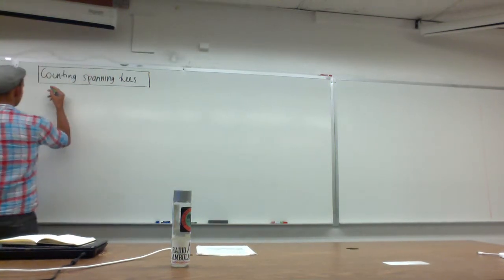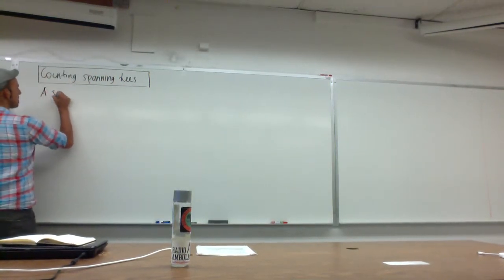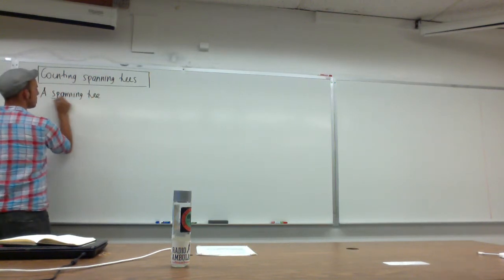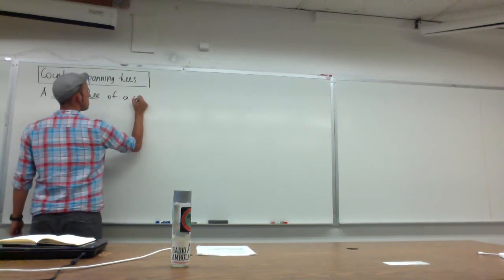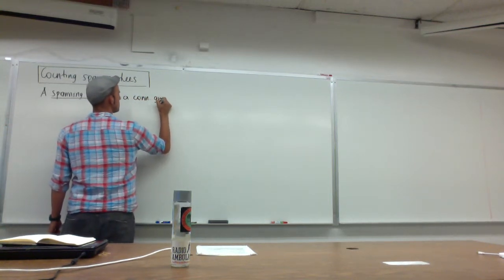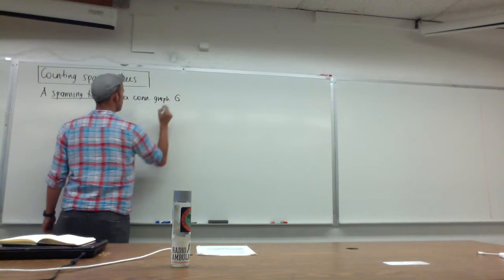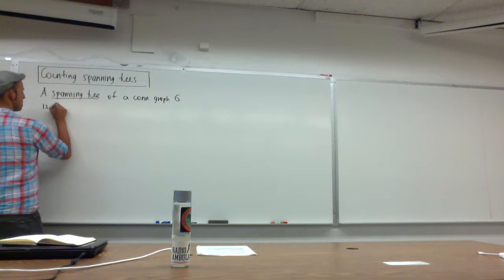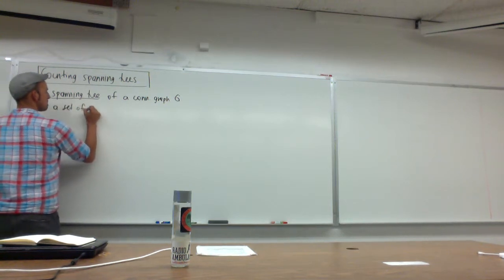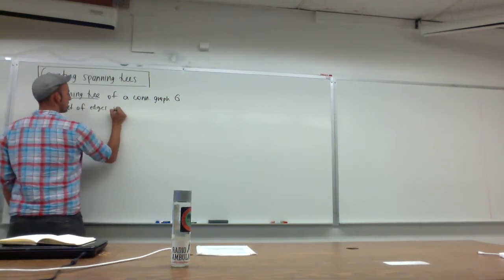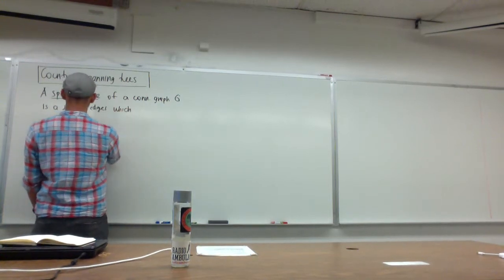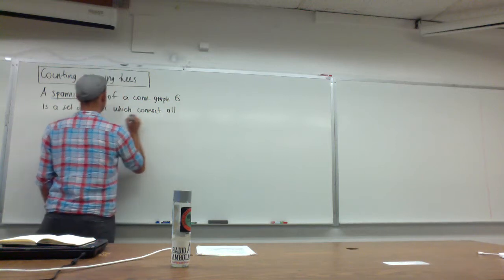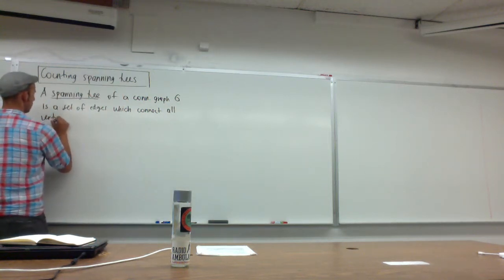Okay? So let's talk first about what that is. A spanning tree of a connected graph G is a set of edges which connect all vertices and form no cycles.